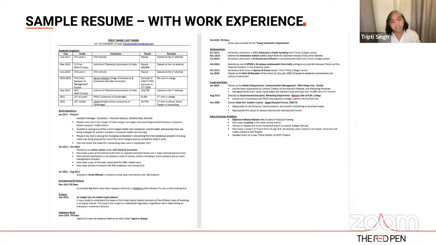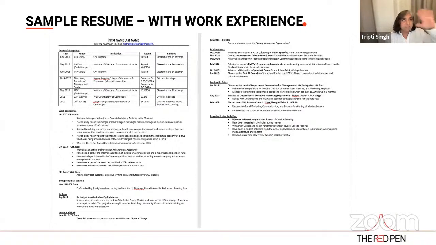CFA level 2, CFA Institute. Cleared the first attempt. Okay. CA final, both groups. Institute of Chartered Accountancy. So basically you're telling me that you did CFA level 1 in 2015 and then you did your CA final in 2016 and then you did CFA level 2 and then you're spending so much telling me that you cleared level 1 and you cleared level 2. Can you not pull it together is my first question.